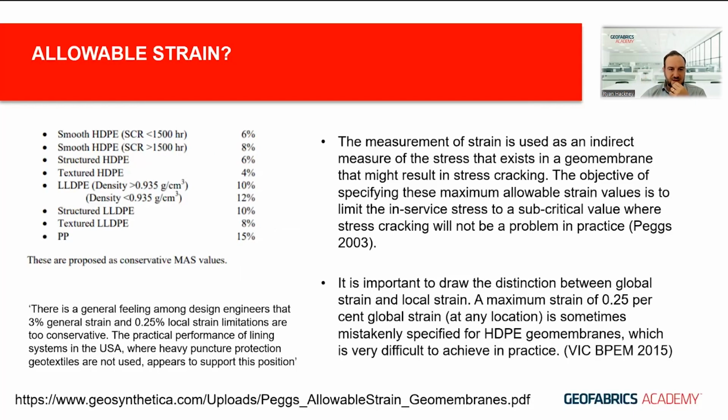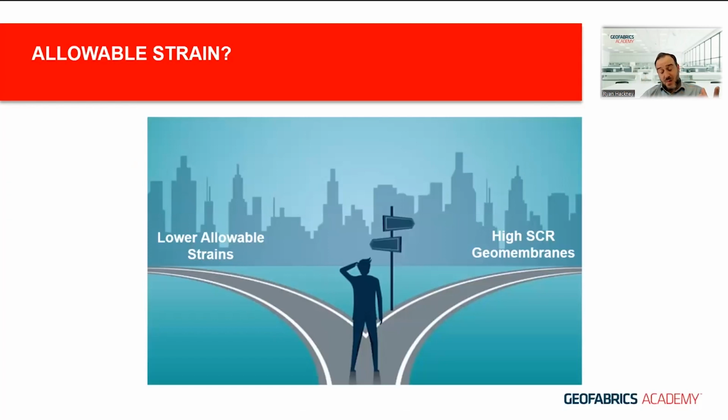So it just highlights the fact that we have these allowable strain values that have been nominated, and we've come to a bit of a divergence, I think. We're seeing specifications for lower and lower allowable strains. But on the other side, we have HDPE geomembranes that have higher and higher stress crack resistances. So we're getting membranes that are less susceptible to stress cracking. They've got really high 3,000, 5,000 hour plus stress crack resistance values. But again, we're wanting to limit strain on those, to limit stress cracking. It's just some food for thought, I think.